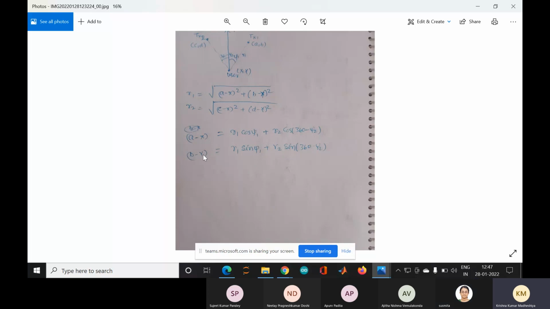Sorry, ma'am, I have written wrong here in the third and fourth line. This should be A minus. This is the Y coordinate difference, and the last one is the X coordinate difference. It should be A minus D. First one, this one is A minus D, and this is B minus C. See?